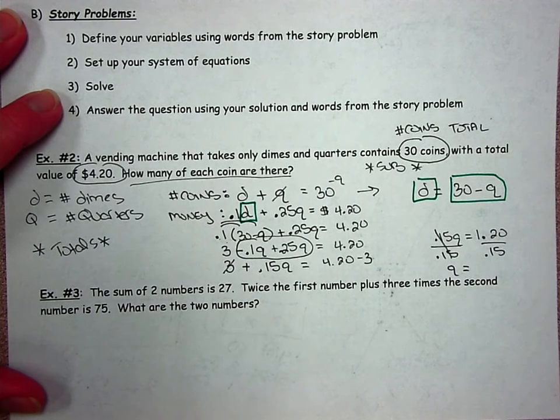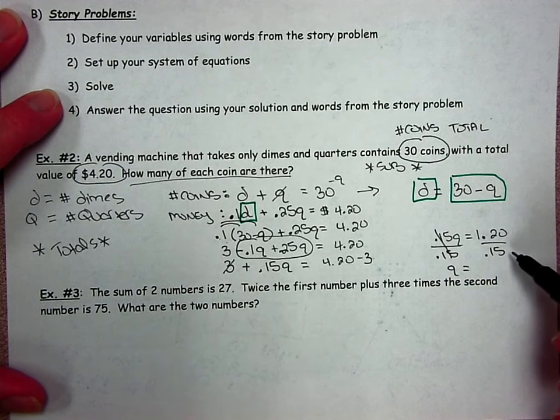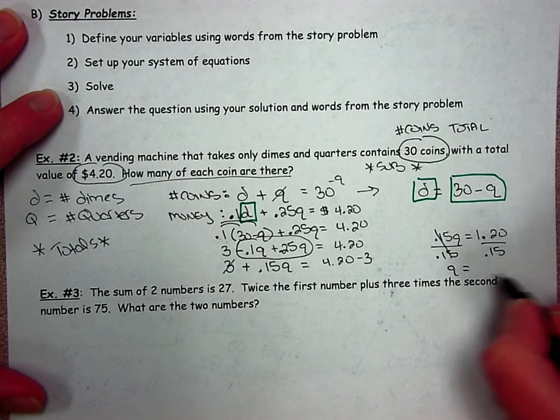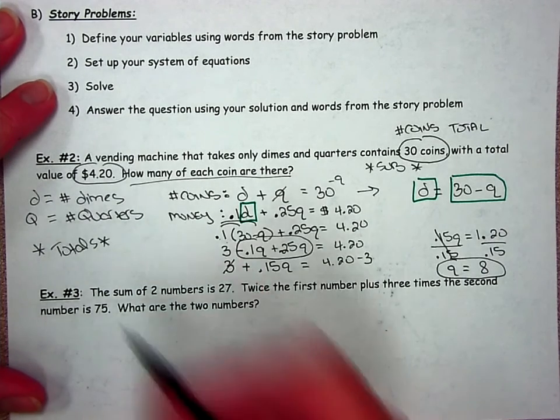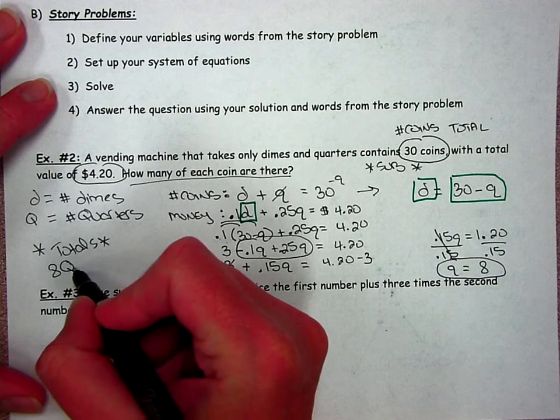And I stuck it in my calculator. 1.2 divided by 0.15 equals 8. So I have 8 quarters.